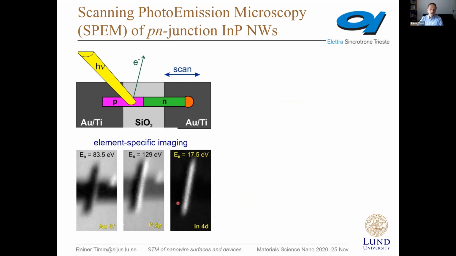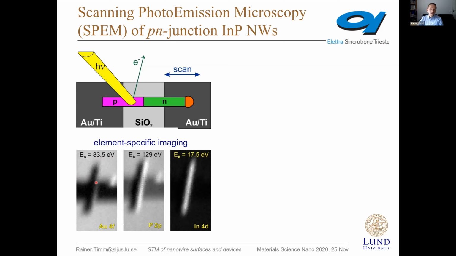And as yet an additional technique for complementary characterization, we use photoemission spectroscopy and microscopy. It's a special photoemission setup at the synchrotron Elettra in Trieste, where the incoming photons are focused into a beam of only roughly 100 nanometer in size. So we can then scan the sample through the beam and look at the electrons which are emitted from our sample. The sample consists here of a single pin-junction indium phosphide nanowire, which is put on two gold contacts with a trench in between. So we're choosing at which element we look now. We get element-specific contrast here.